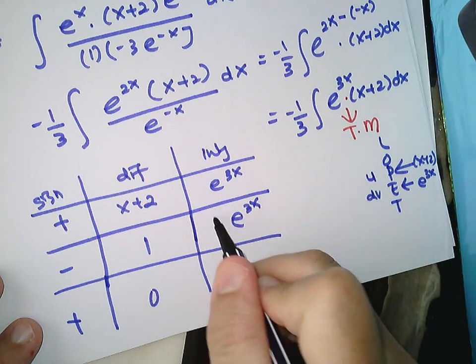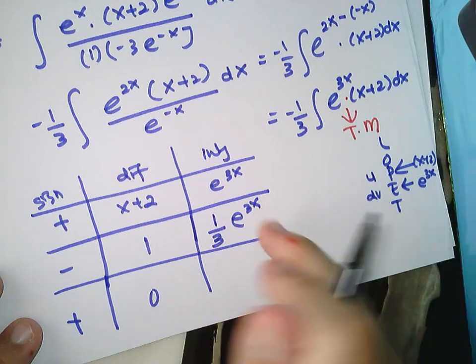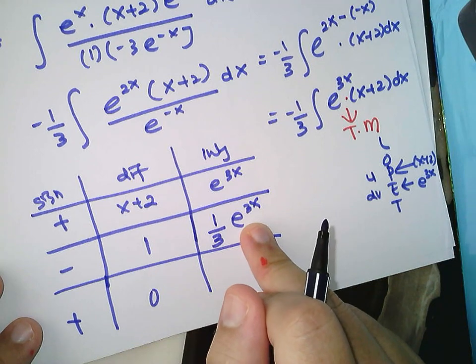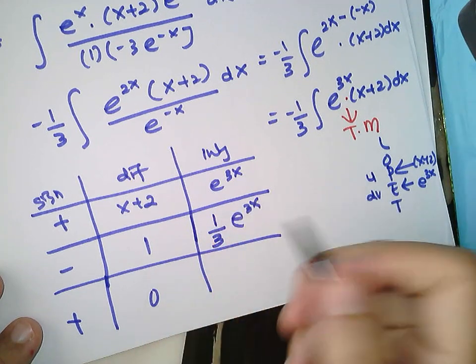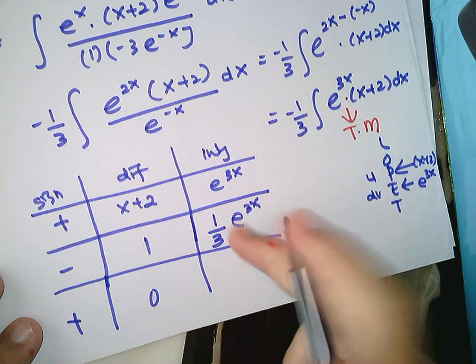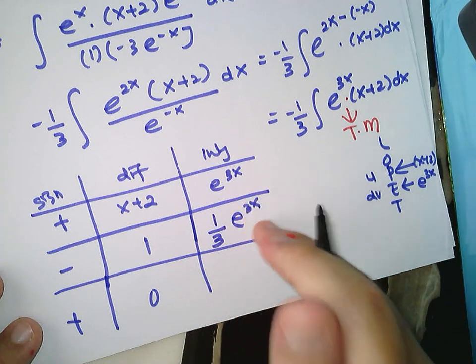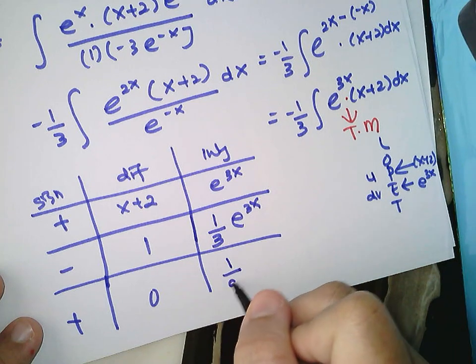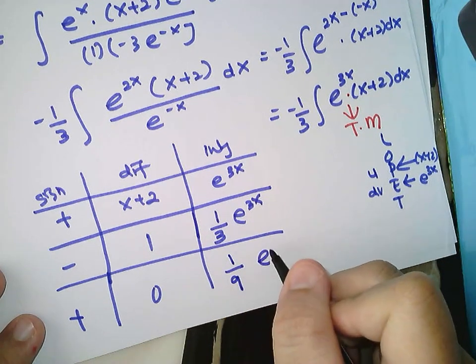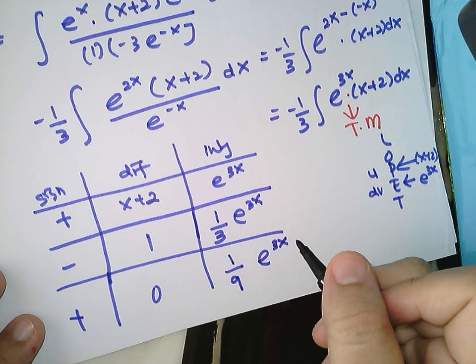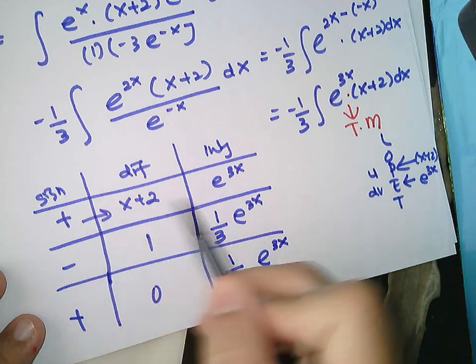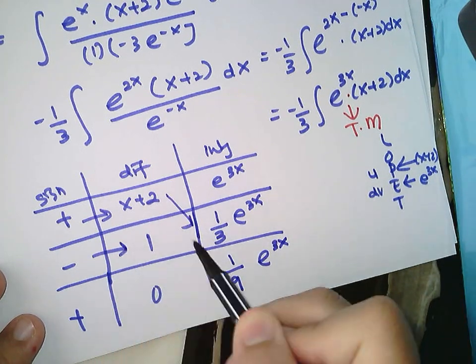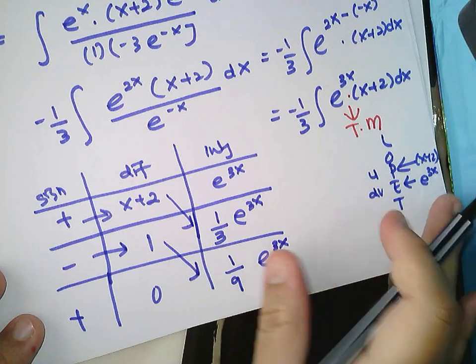So therefore you will have 1 over 3 exponent 3x. So again integrate this one. 1 over 3 is a constant, so again you will have 1 over 3. So 1 over 3 times 1 over 3 will give you 1 over 9 exponent 3x. Okay, so what is your result from your tabular method?